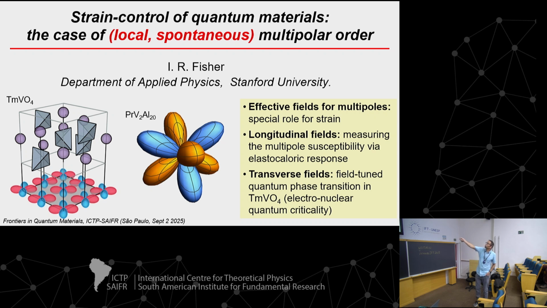All right, so what I'm going to do is motivate why you might care about these things, talk about effective fields for multipoles. We've heard parts of this in Elena's talk, and see the special role for strain in that context. And then I want to specialize to look at first some longitudinal field effects. And here, longitudinal fields, that's going to let me define a susceptibility, so the susceptibilities of these multipoles. And then talk about some transverse field effects, and indeed how, particularly for the case of the thulium vanadate, this can map onto the transverse field Ising model, but where coupling to the nucleus becomes incredibly important in terms of the quantum phase transition, and there's an electronuclear quantum phase transition. So that's where I want to go with this.